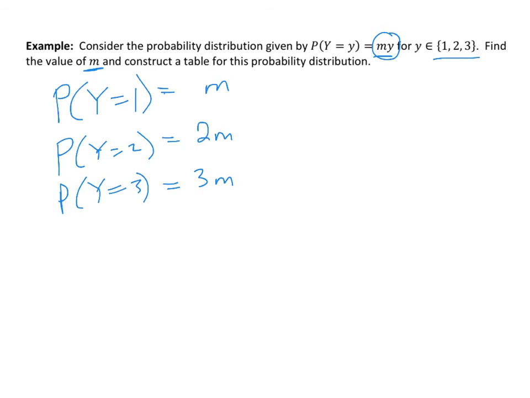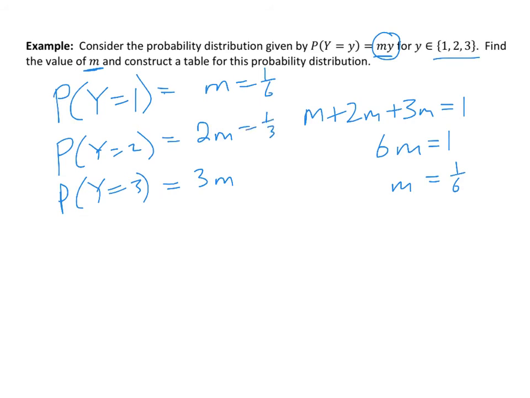But what I know is that these are the only things that y could be, which means what do these 3 things all have to add up to? They'll have to add up to 1. So 6m has to be 1, which means m has to be 1/6. And now that I have that, I can go back and figure out that these probabilities are 1/6, 2/6, so a third, and 3/6, so a half.